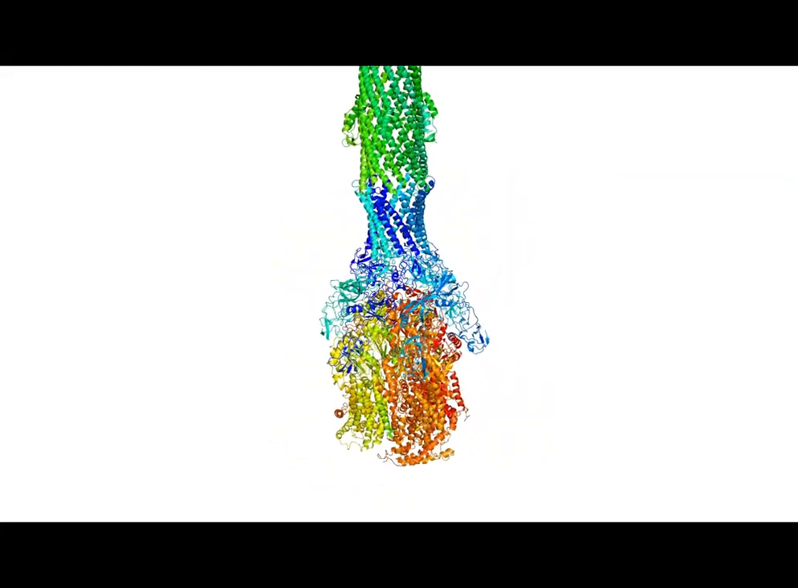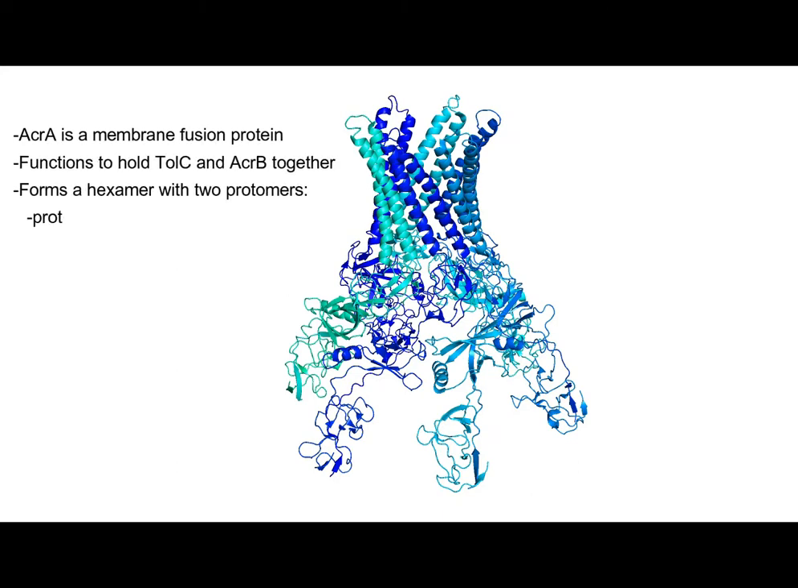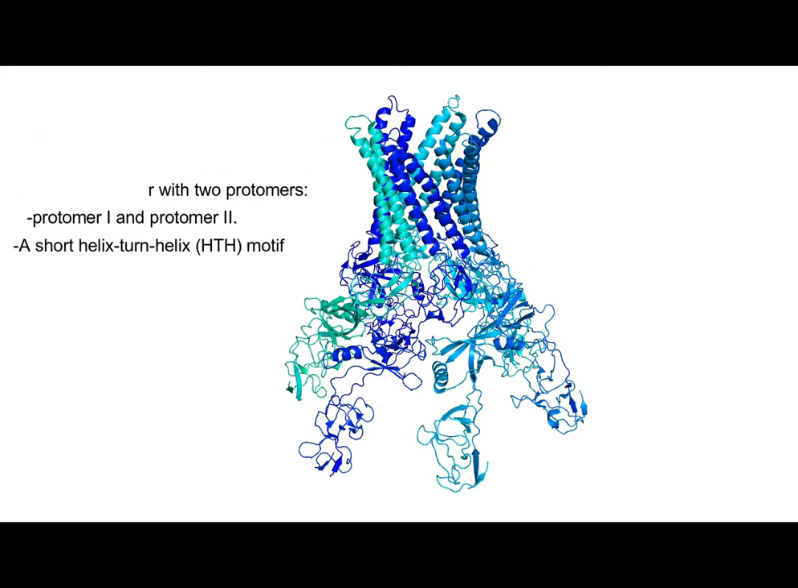So lastly, we can move on to AcrA. AcrA is a membrane fusion protein, meaning it functions to hold together TolC and AcrB. It forms a hexamer and 2 protomers. There's protomer 1 and protomer 2. It also has a short helix-turn-helix motif.